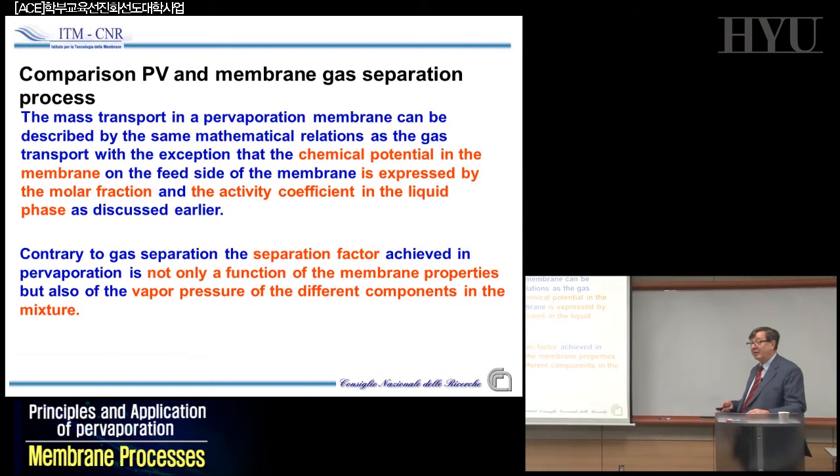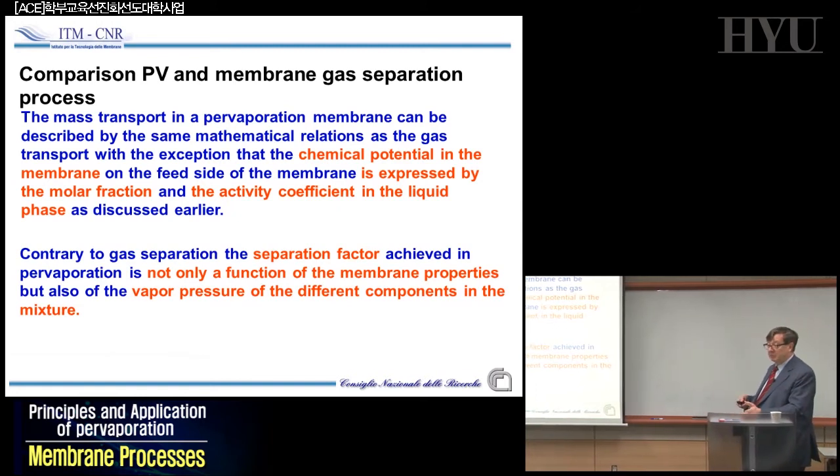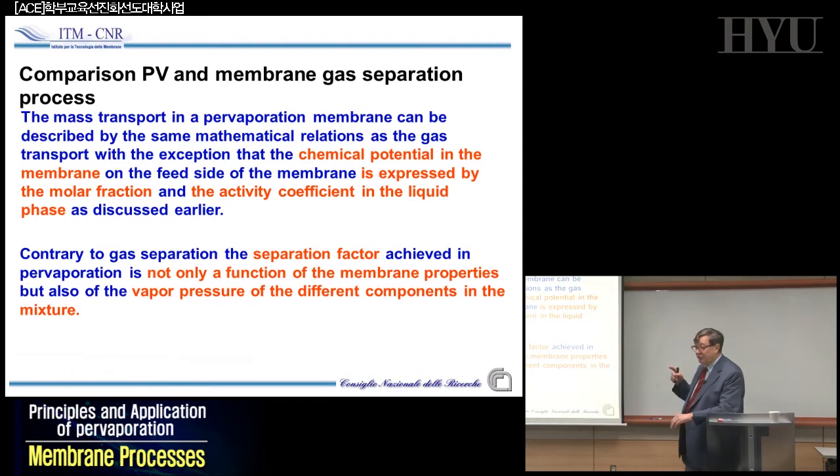Most part of the solution that we have, 2 or 3 components, they can form azeotrope. You know what is azeotrope? Normally, in a normal system, the concentration in the vapor phase in equilibrium with the liquid phase is not the same. The vapor phase is always enriched in the component more volatile.